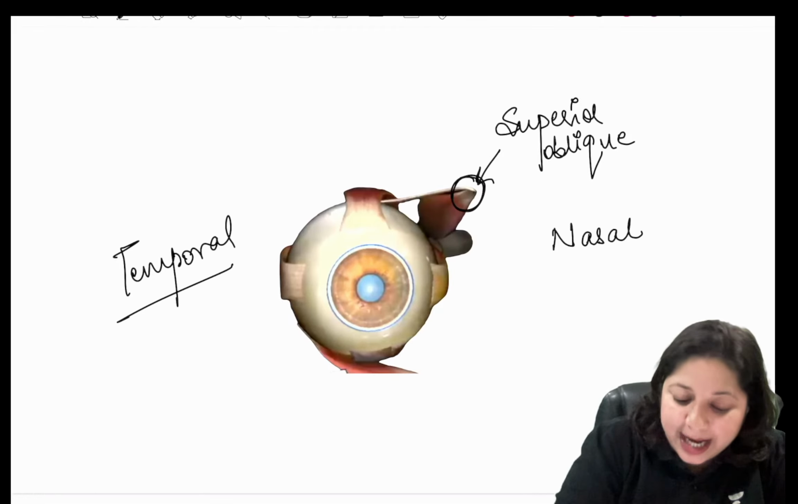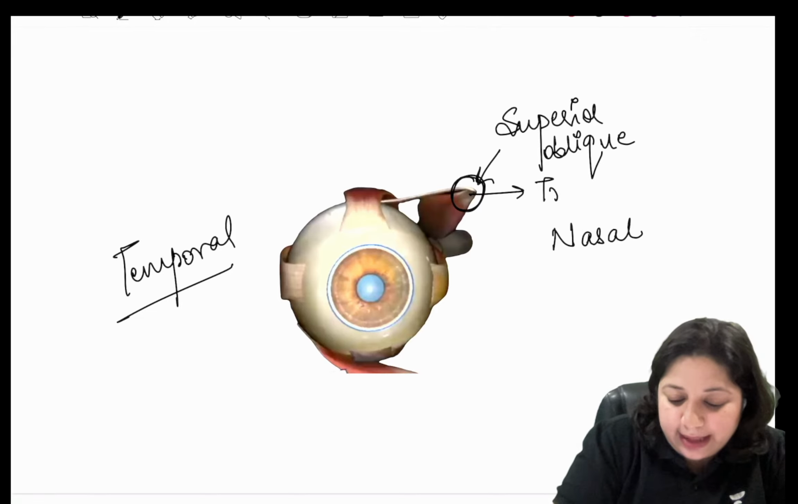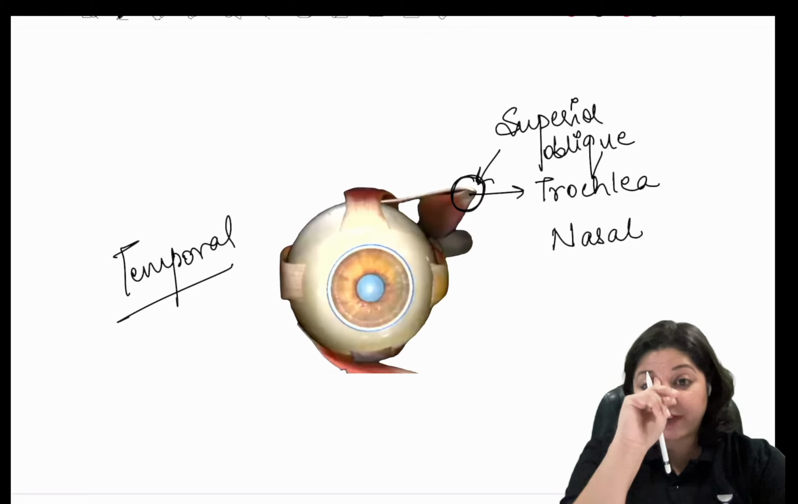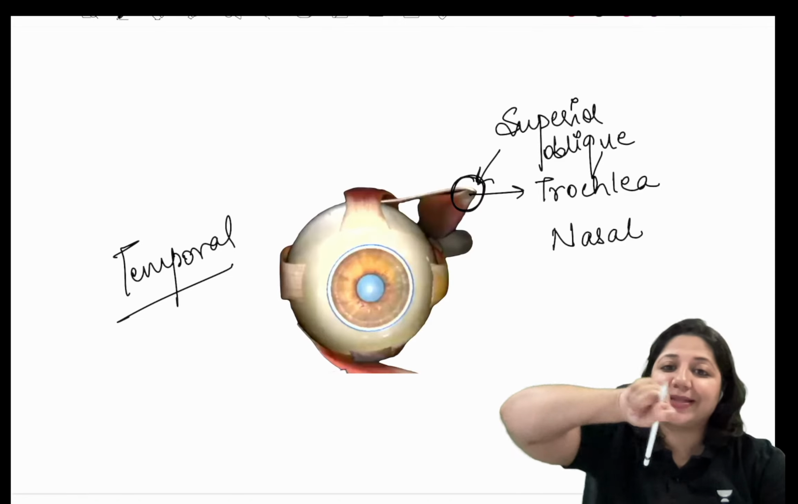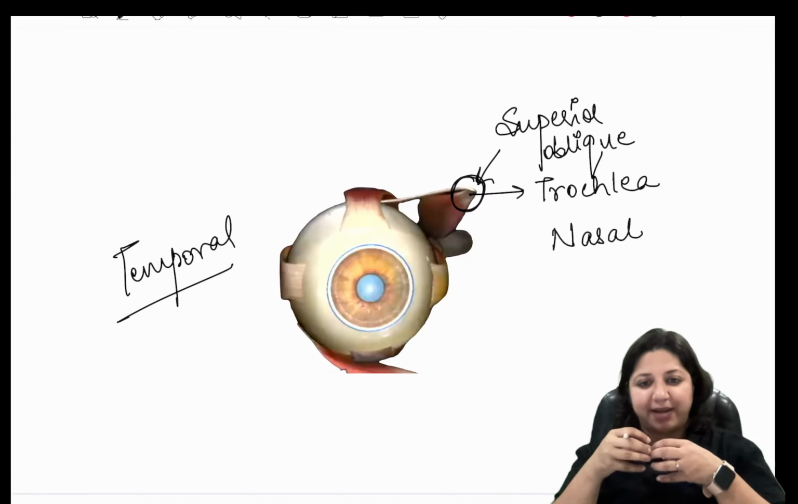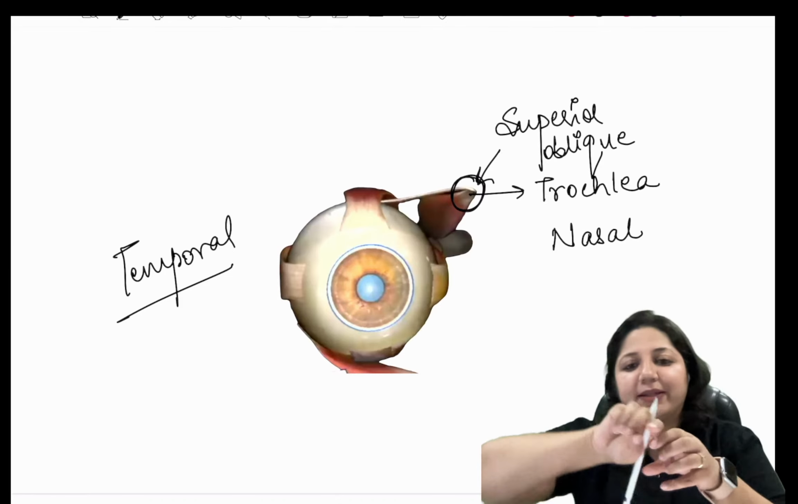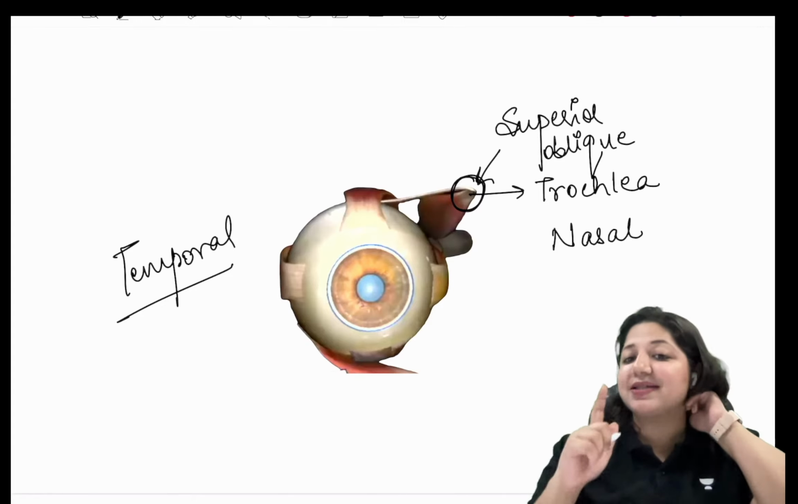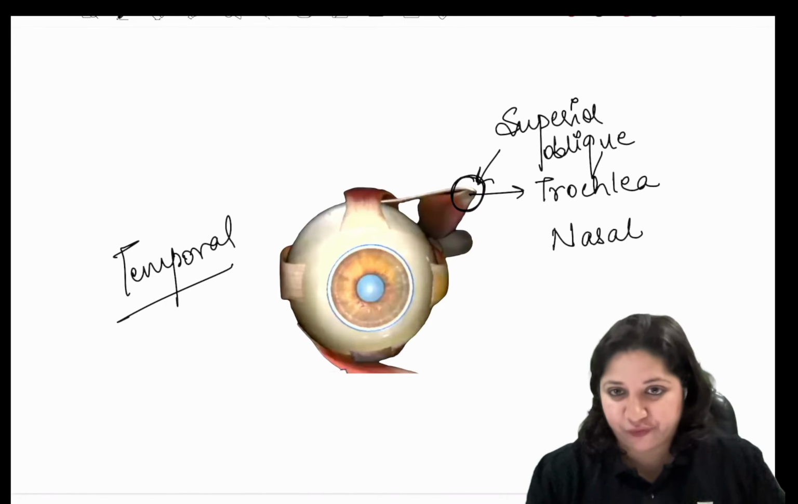And what is the structure that we see here? That we can label as the trochlea. So this is the part where you have the trochlea. Trochlea is that saddle from where the superior oblique passes. It becomes tendinous before passing through the trochlea. Then the tendon passes and then again fans out to insert. So this is a very easy way to identify.